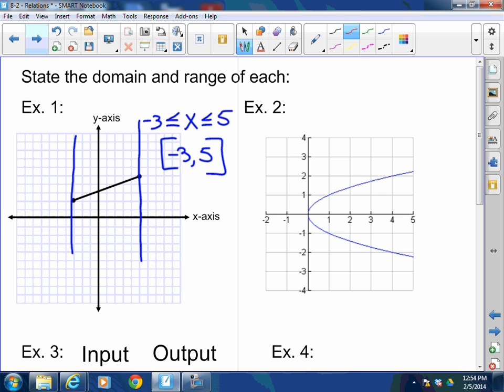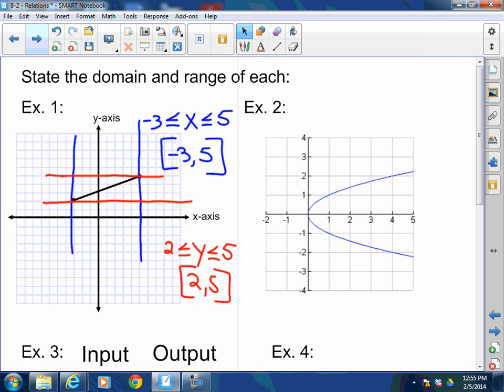Now the range. The range goes up and down because we're dealing with the y values. So my up and down limits are between here and here, right? So that means y can be greater than or equal to 2, but it better be less than or equal to 5. In interval notation, [2, 5]. Does that make sense, my friends? Do you promise?